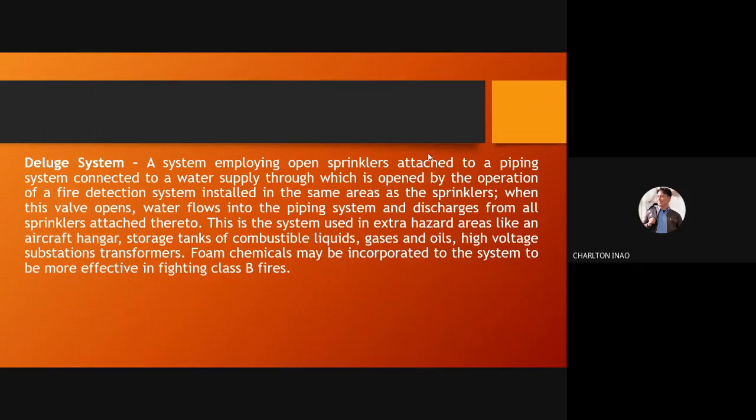Next is the deluge system. A system employing open sprinklers attached to a piping system connected to a water supply through a valve which is opened by the operation of a fire detection system installed in the same areas as the sprinklers. When this valve opens, water flows into the piping system and discharges from all sprinklers attached to it. This is the system used in extra hazard areas like an aircraft hangar, storage tanks of combustible liquids, gases and oils, high voltage substations, transformers. Foam chemicals may be incorporated to the system to be more effective in firefighting Class B fires. So, ganito yung itsura niya.